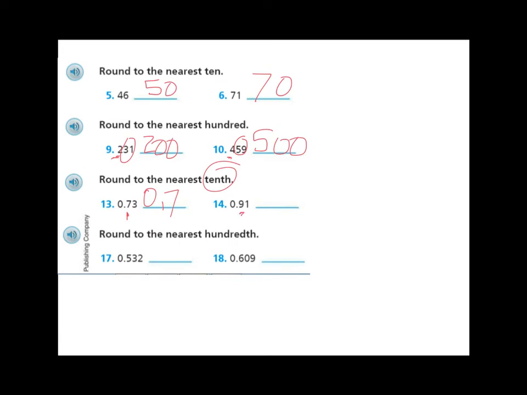Here is a tricky one. We have a 9 and a 1. So what would be the nearest tenth? 9. All right, nearest hundredth. Here we're dealing with thousandths, so I need to find my hundredth. That's the 3. Look to the right. My nearest hundredth here would be 53 hundredths. My nearest hundredth here would be 61 hundredths.